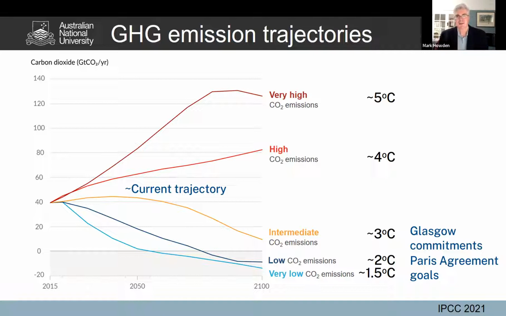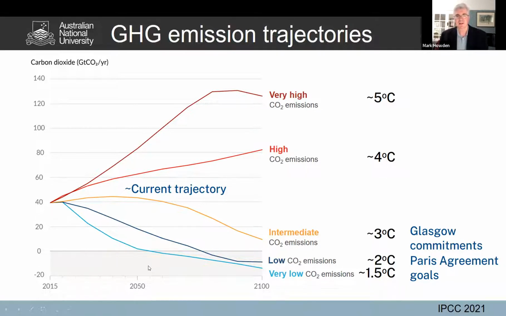If we do want to comply with the Paris Agreement commitments, which is keeping global temperatures down well below 2 degrees and if possible to 1.5 degrees, we've got to go on the low or very low emission scenarios. So get off the trajectory we're on, which at a minimum is the orange one, which would lead us to say 3 degrees of temperature change, and get onto the low or very low ones, which lead to 2 degrees or 1.5.